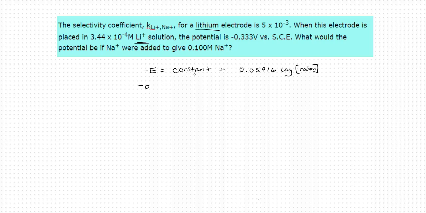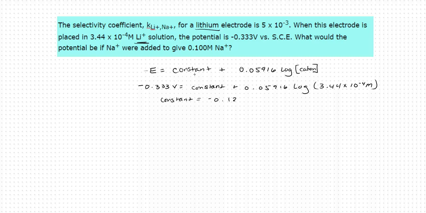So I start with negative 0.333 volts is equal to the constant that I need to calculate plus 0.05916 times the log of my cation of interest, 3.44 times 10 to the negative 4 molar. Crunch those numbers and find that the constant is then equal to negative 0.128 volts.